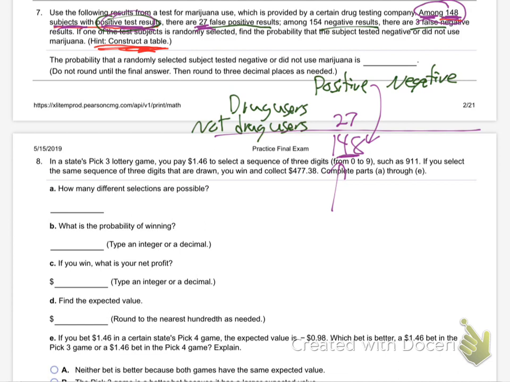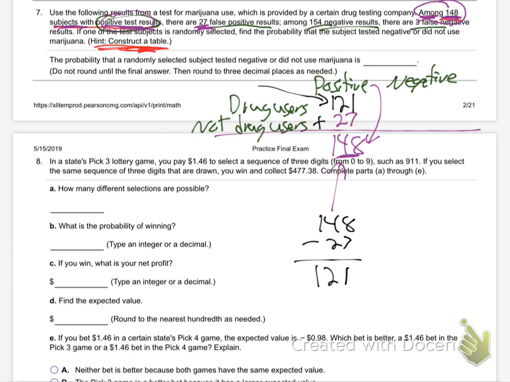Okay, and then, how am I going to find that number right there? You subtract: 148 minus 27. What's that? 121. So it must be 121, because now those add up to 148. 121 there. Now we keep on going.